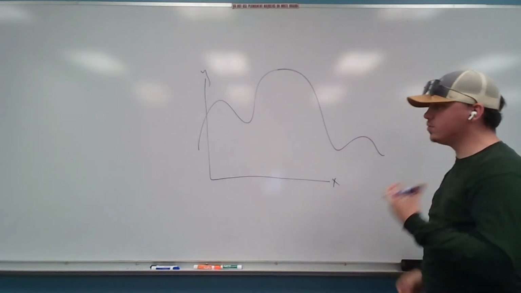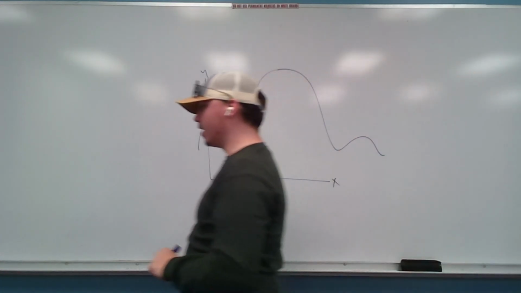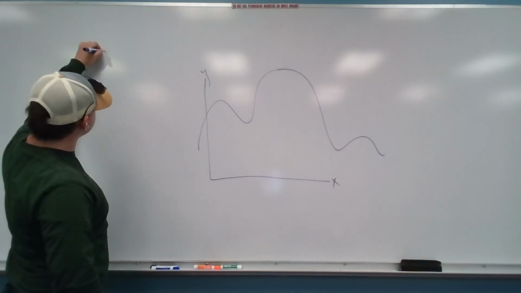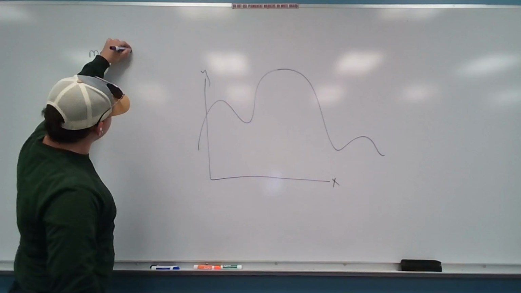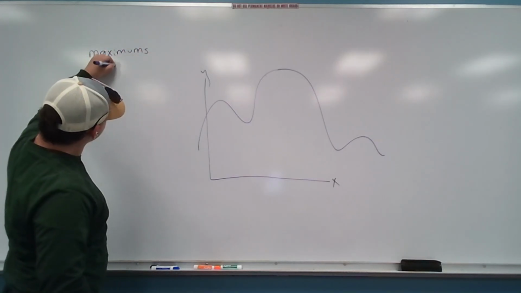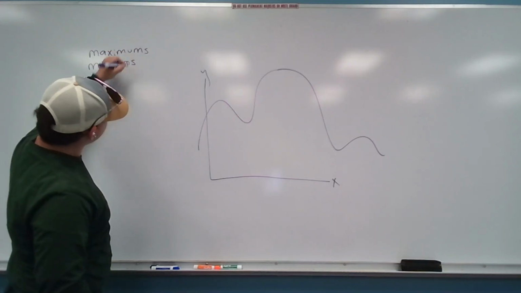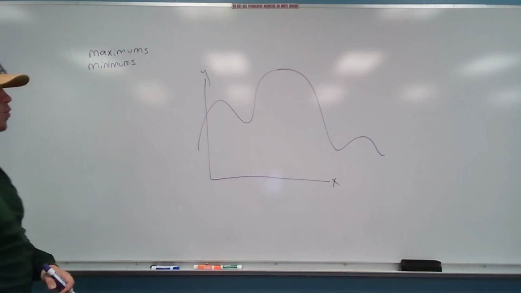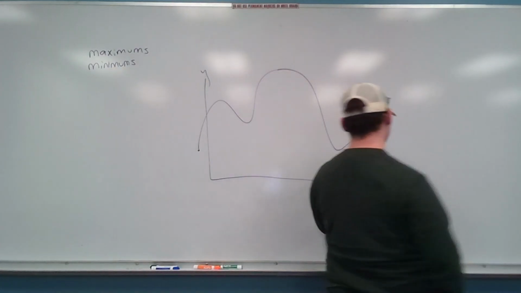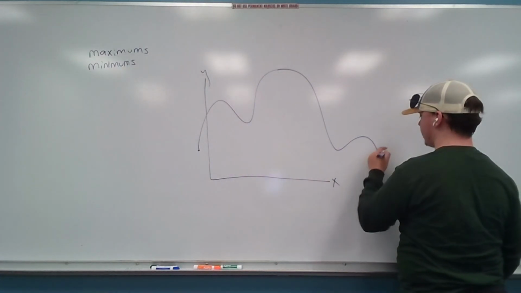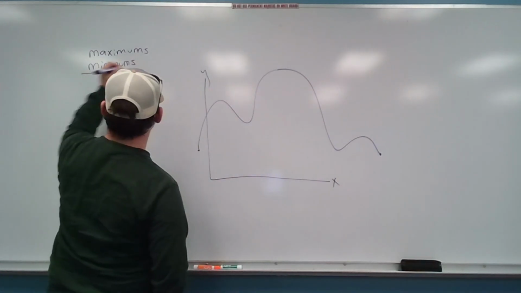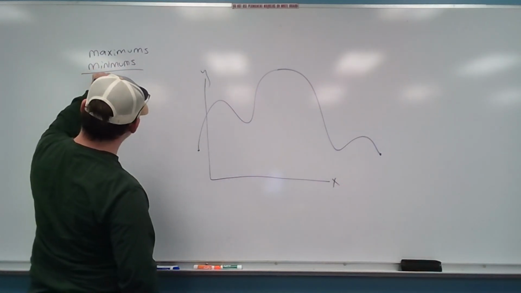Now, there's two terms that we're going to be discussing. Well, technically four if you want to get all the combinations, but those are maximums and minimums. Maximums and minimums are points on the graph where our function is at a low point, or it's at a high point. There are two types of these. So there are absolutes and there are locals.